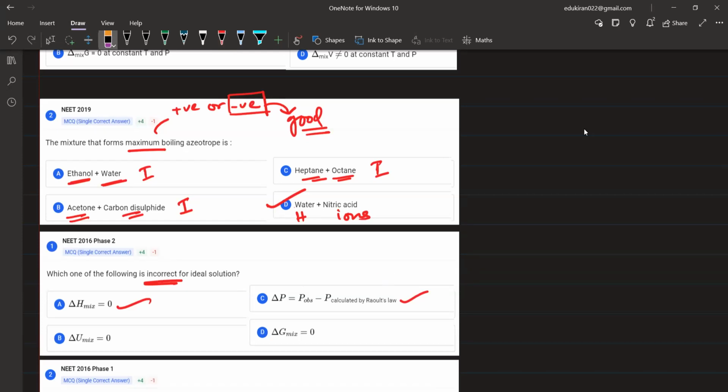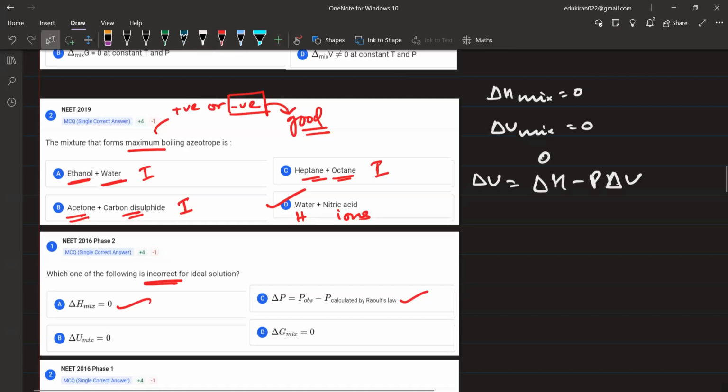Now delta U mix: when you have delta H mix equal to 0, and delta V mix, it is also equal to 0. And what is delta U? Delta U is delta H minus P delta V. This is 0 and delta V is also 0. That means delta U is also going to be 0. So this is also correct.